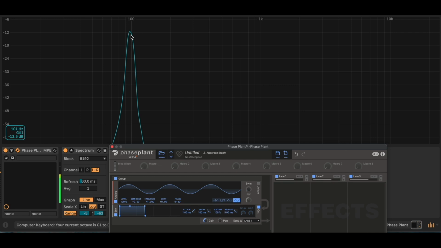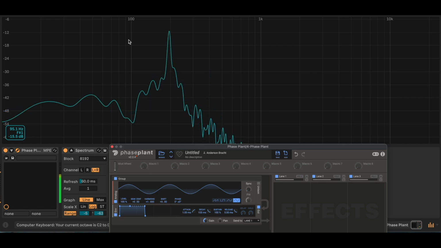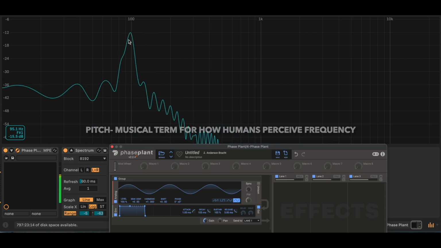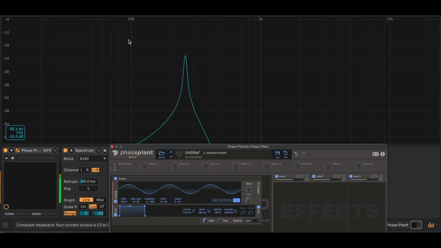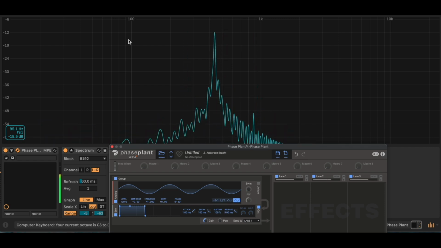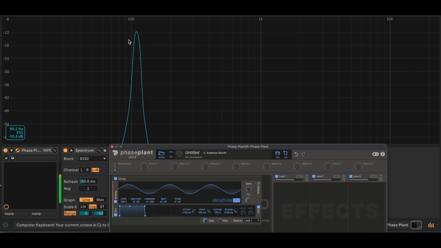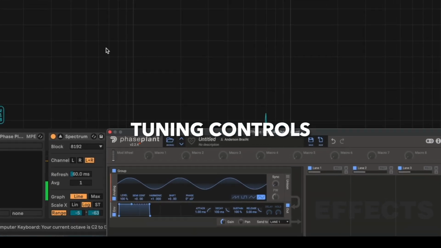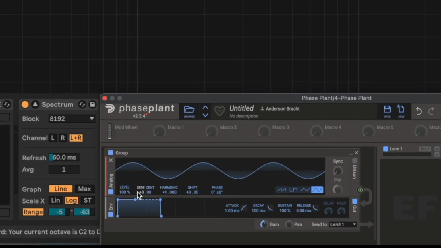That is how many times in 1 second it is oscillating, which also relates to the pitch or musical note it will sound. You can see in a spectrum analyzer as the frequency increases, the pitch becomes higher, and as the frequency decreases, the pitch becomes lower. The frequency the oscillator is generating is determined by the incoming MIDI. I am currently using a MIDI keyboard to send pitch information. You can adjust the tuning of the incoming pitch or frequency with these controls here.